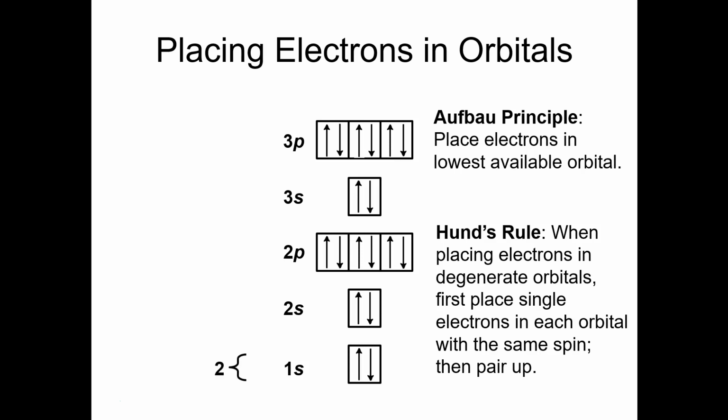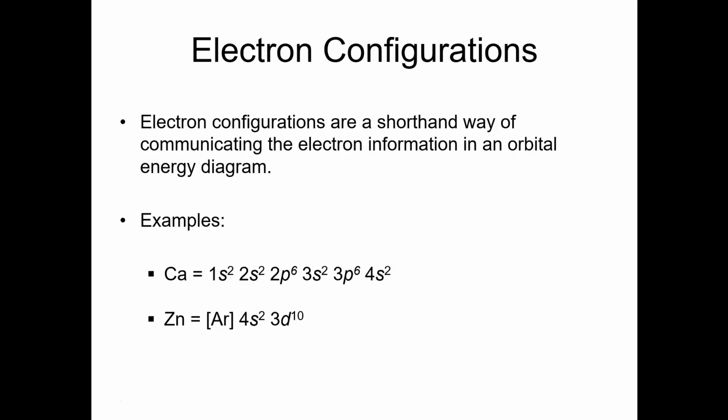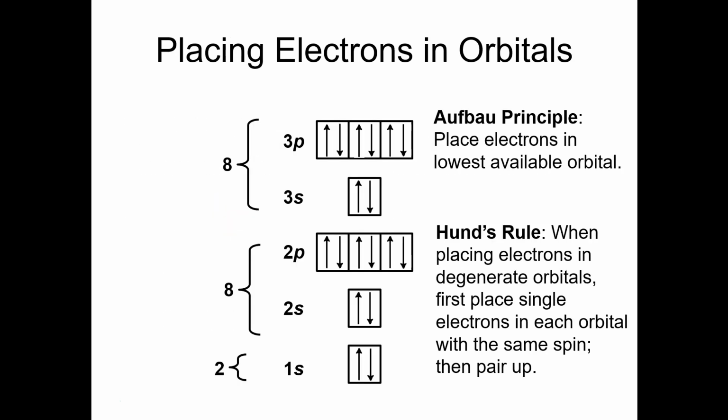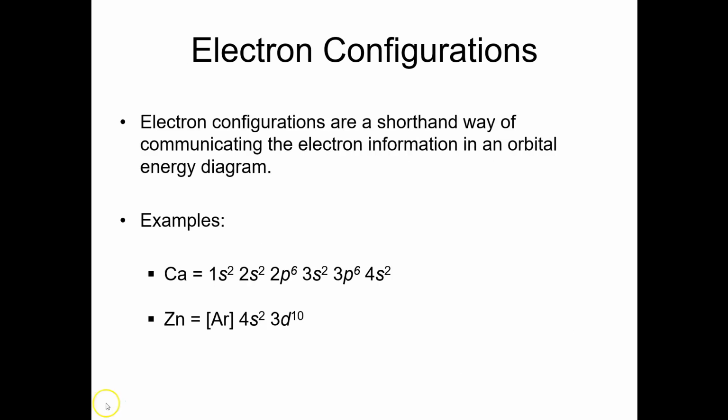I'm sorry, let me just get through this slide. Let me show you what that would look like. Electron configurations are simply a shorthand notation of communicating all the information that was in that orbital energy diagram. So we can take an orbital energy diagram like this, and rather than having to draw all these boxes and all these arrows and label them all as 1s or 2p or whatever it is, we can condense it down into a thing that looks like this. I've given you some examples, and then we'll talk about how to actually do it.